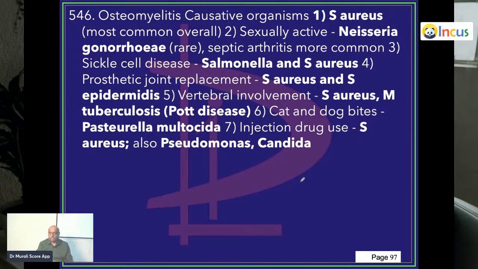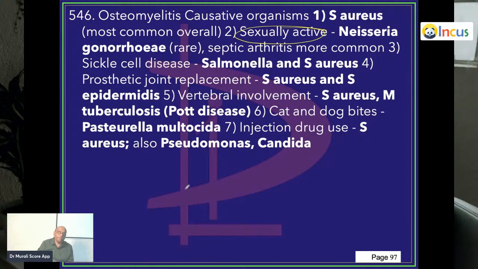Whenever osteomyelitis comes in an entrance exam, if Staph aureus is there in the options, that is the answer. So overall, Staph aureus. But a sexually active young male presenting with monoarticular effusion.